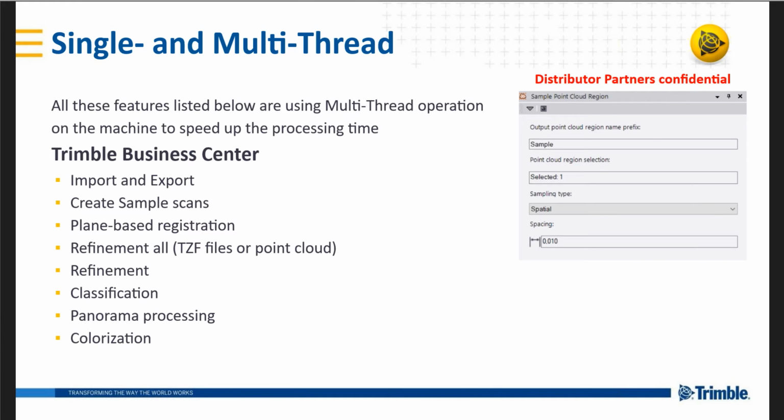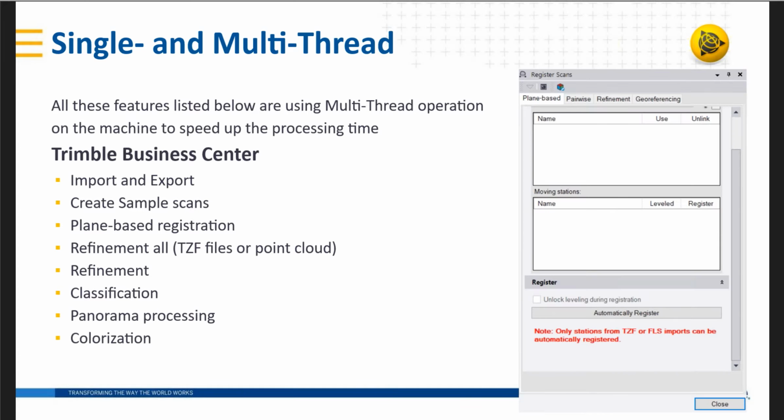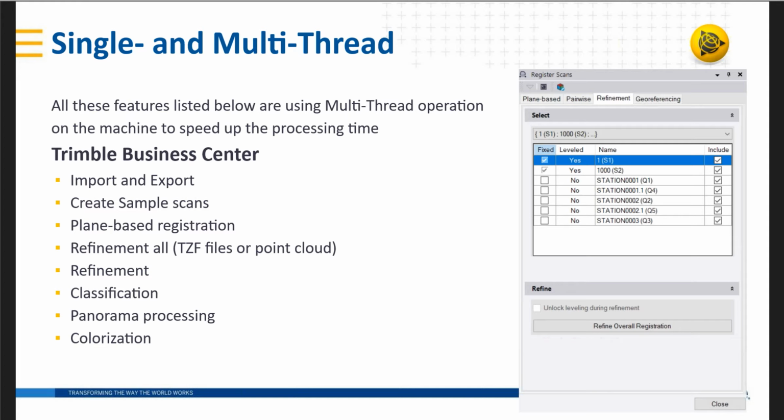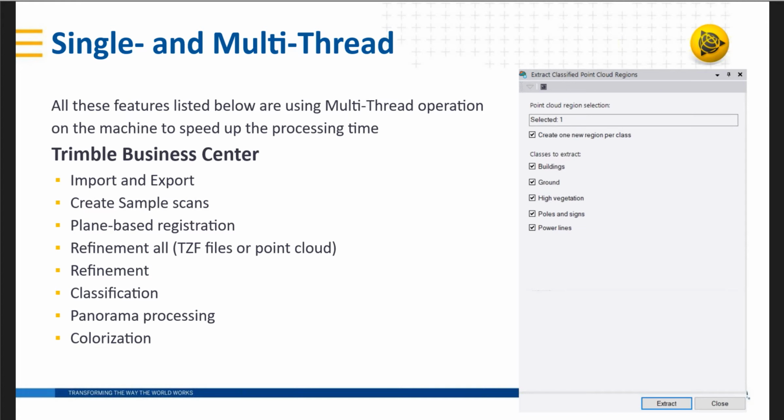Then looking at the point cloud processing, like creating sample scans, it's also using the multi-thread operation. Plane-based registration that we are using in TBC is also supporting this. On the other hand, also the refinement that we are using in TBC coming from RealWorks. Refinement means for the TCF files or the point clouds that we are putting together. And on the other hand, also the classification.